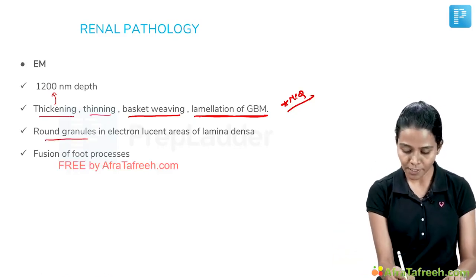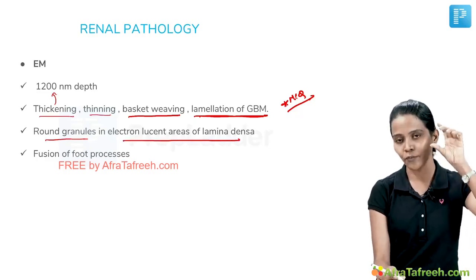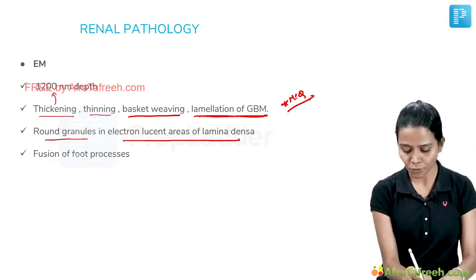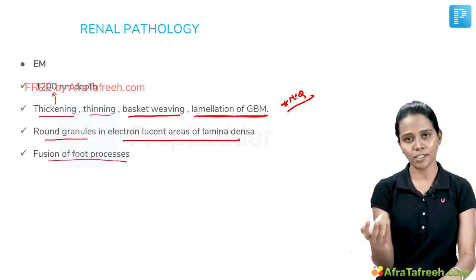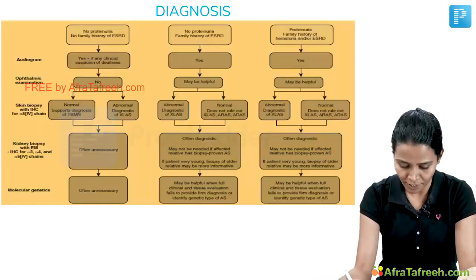Round granules can be seen in the electrolucent areas of the lamina densa. Lamina densa is a part of the glomerular basement membrane where round granules can be seen, and fusion of foot processes can be seen if the patient is going into FSGS and renal failure.